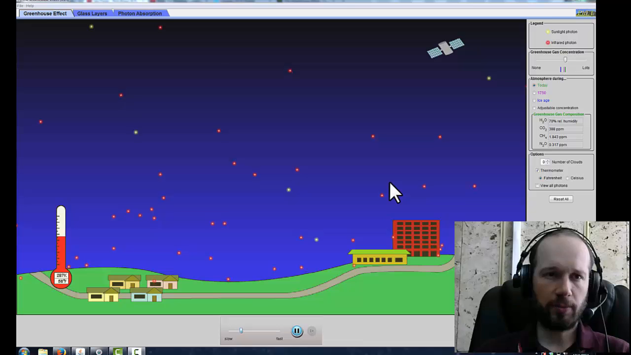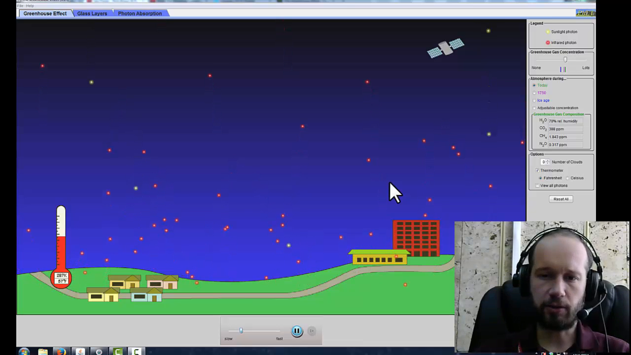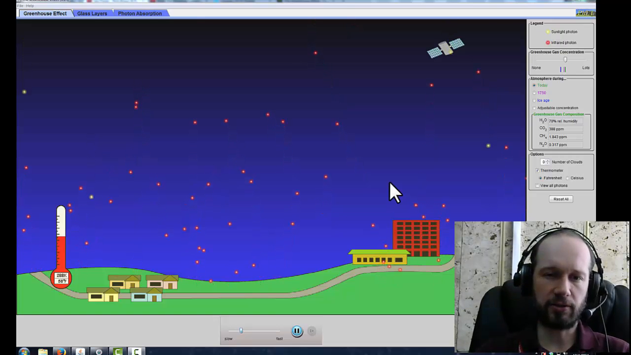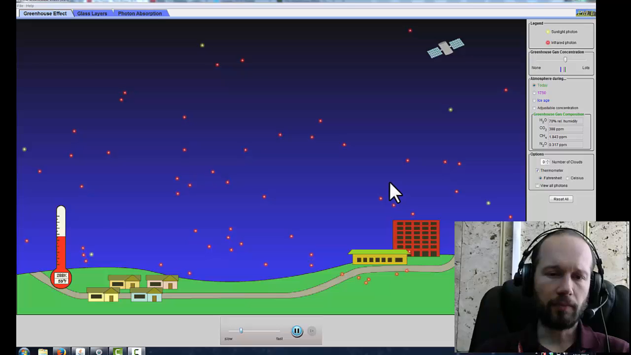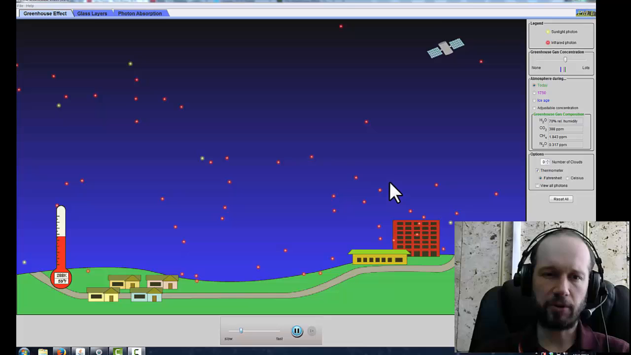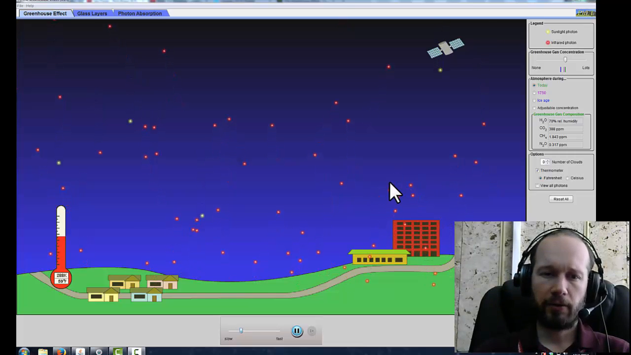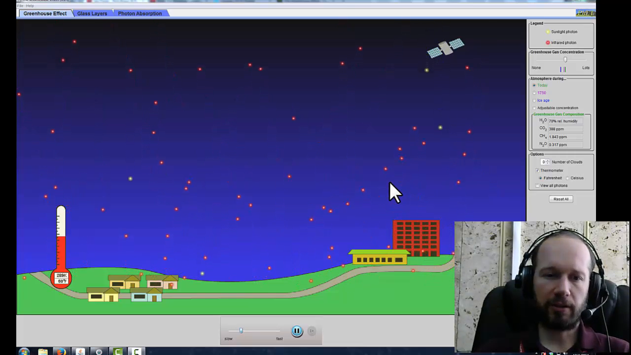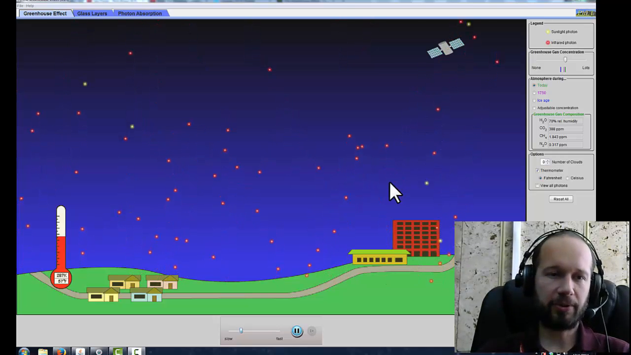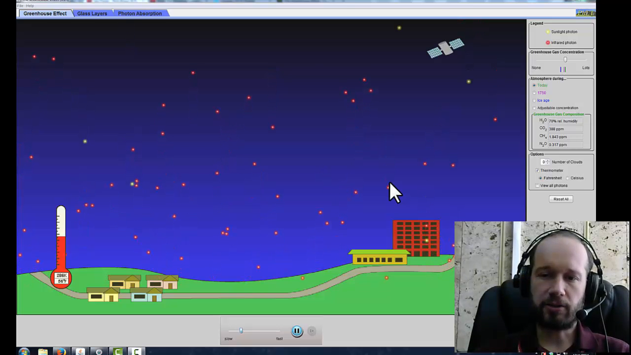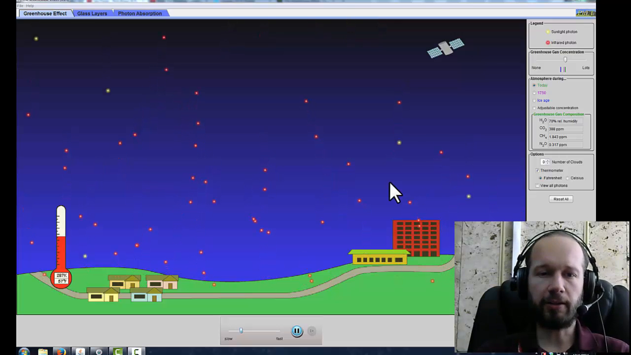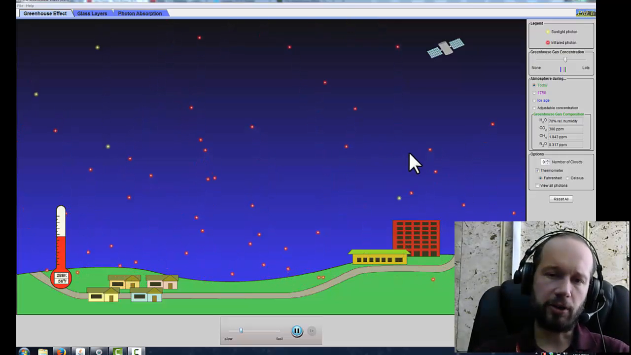The PhET simulation on greenhouse effect is a good way to demonstrate what the greenhouse effect is, which is a big talk these days because of the climate change through which the planet is going. So it will help you to understand what the greenhouse effect is. As well, it will help you to understand how the greenhouse effect happens and why it happens, and it has everything to do with the absorption and emission of infrared light by the gas molecules in the Earth's atmosphere.